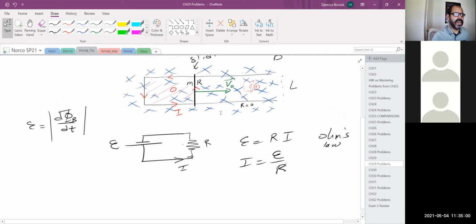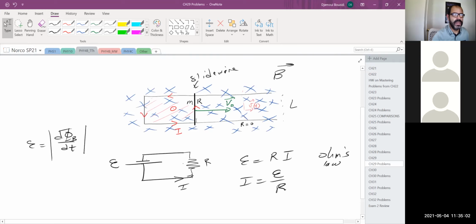Well, the flux of the magnetic field is going to be just L times B times the width, in this case, which I'm going to call X. And X is changing with time. So the flux of the magnetic field would be simply equal to the magnetic field times the area. And the area is L times X. And I need to take the derivative of this flux with respect to time. B is constant. L is constant. The only thing that is changing is X, and its derivative is V. So that is the EMF.